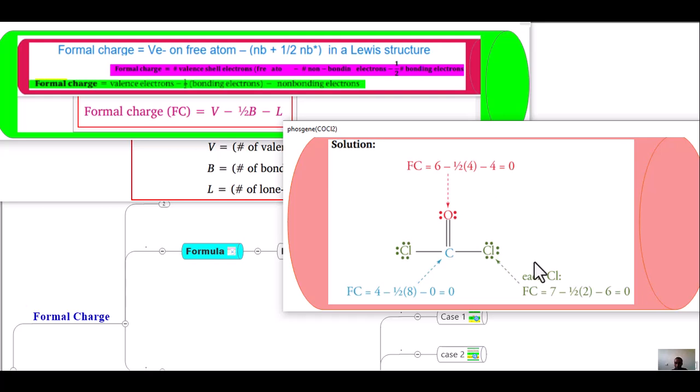Similarly for chlorine, for each chlorine, the formal charge is equal to the valence electrons for chlorine, which is 7, minus half of the number of bonding electrons. We have 1 bond here, that is 2 electrons, minus the number of lone pair electrons at the chlorine. We have 3 lone pairs here, totally 6 electrons. By computing this, the answer is 0. So the formal charge for chlorine is 0.